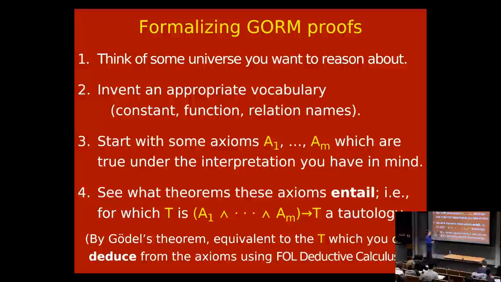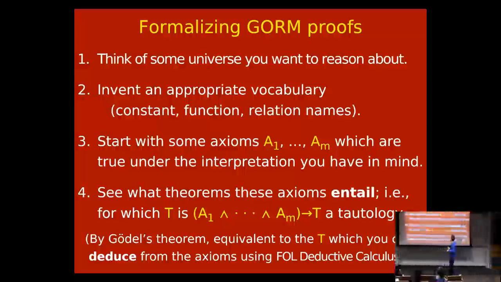Or we also saw there's a way you could phrase it in terms of tautologies. It's to say that the axioms entail a sentence T if A1 and A2 and ... AM implies T is a tautology. It's really saying the same thing. Whenever you have an interpretation that makes all the axioms true, T should also be true. And this is really encoding what it means to say that the statement T really is valid and follows logically from the axioms.